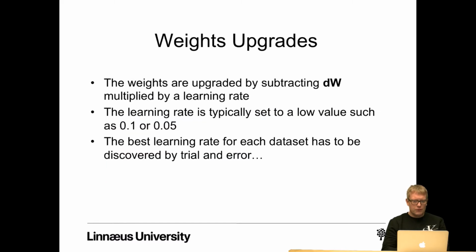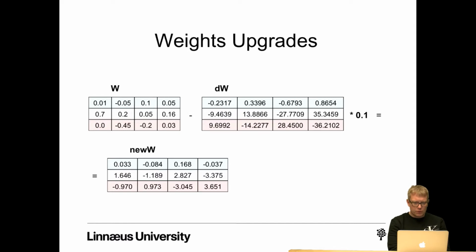And finally, we need to update or upgrade the weights. The weights are upgraded by subtracting dw multiplied by a learning rate. The learning rate is typically set to a rather low value, such as 0.1 or 0.05. And the best learning rate for each dataset has to be discovered by trial and error. So we have our set of weights, and we subtract the gradients dw multiplied by the learning rate, and we have a new set of weights.